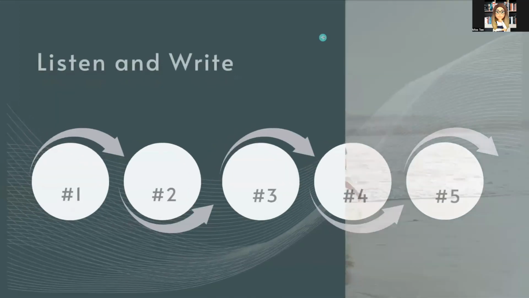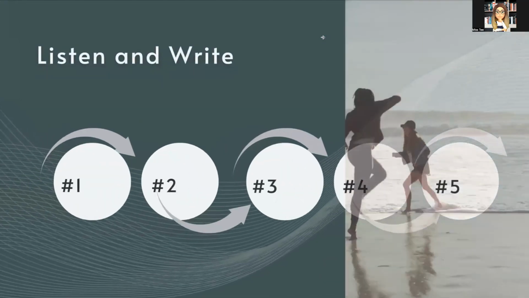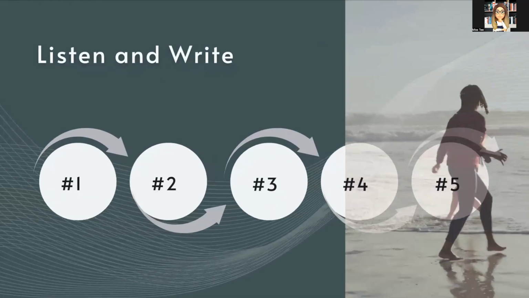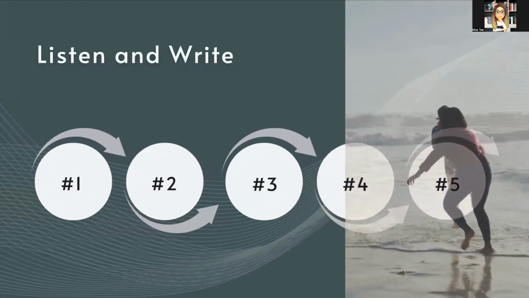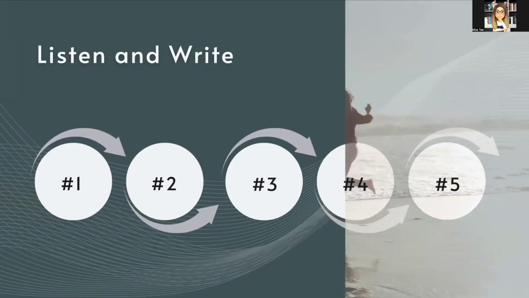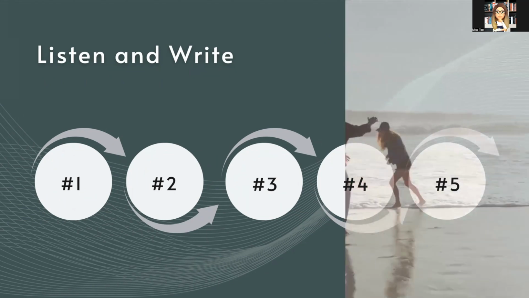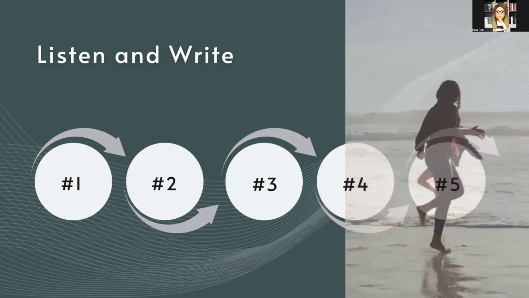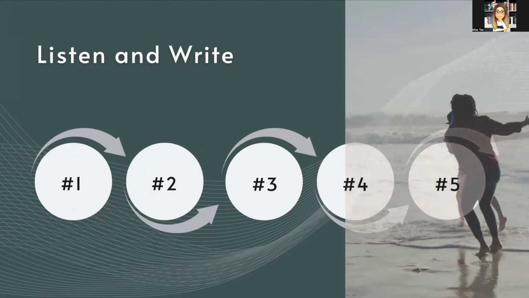You will see on the screen there's numbers 1 through 5. Each number represents a different sentence I will read, starting with sentence number 1. Number 1. A strong friendship can create a meaningful connection between people.